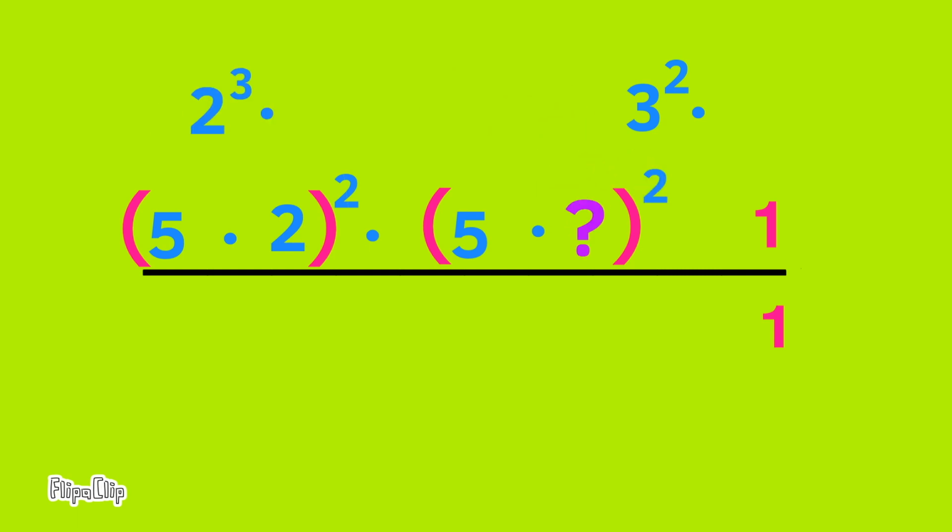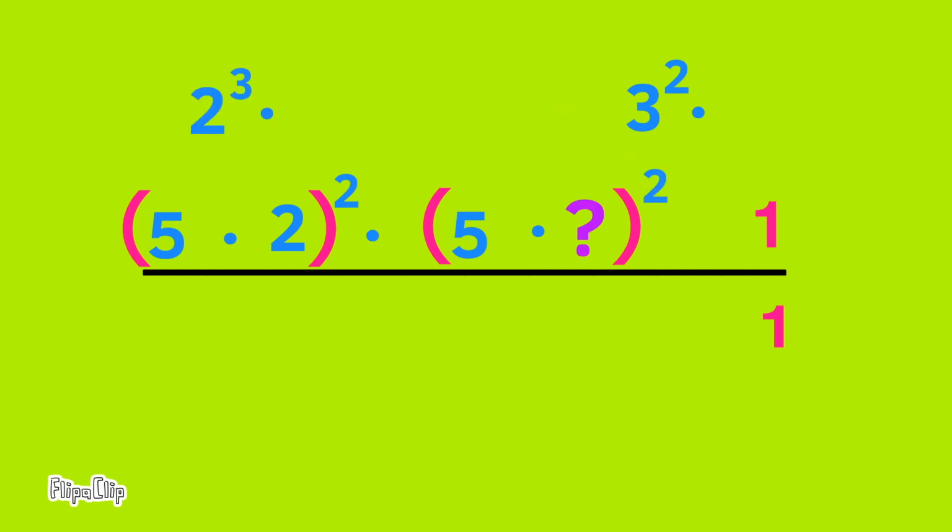Let me show you that again. I'm taking the 2 to the power of 3 and I'm changing it to 2 to the power of 2 times 2 to the power of 1. I leave 2 to the power of 1 up there with 3 to the power of 2. So now inside the parentheses I have 5 times 2 all to the power of 2.